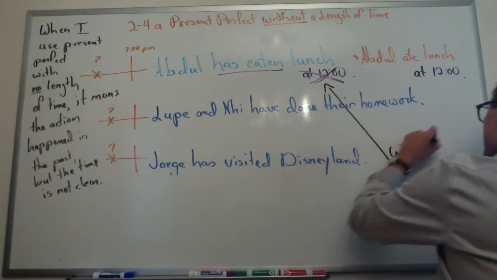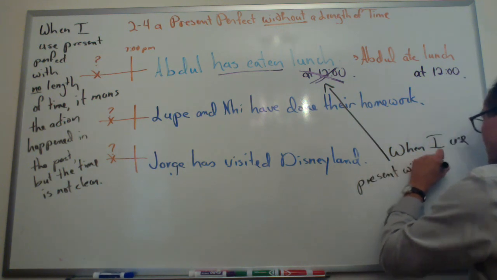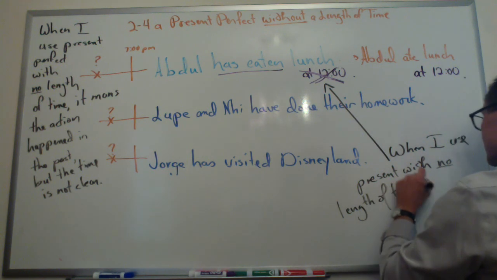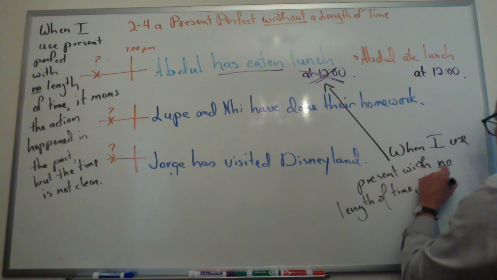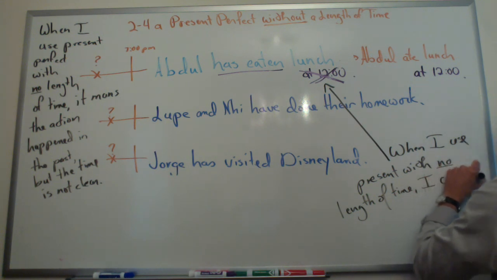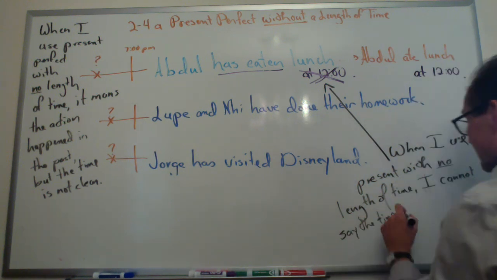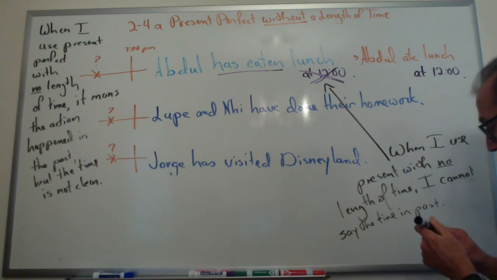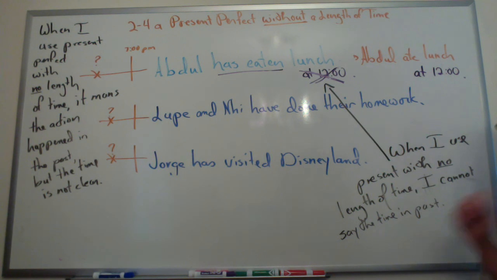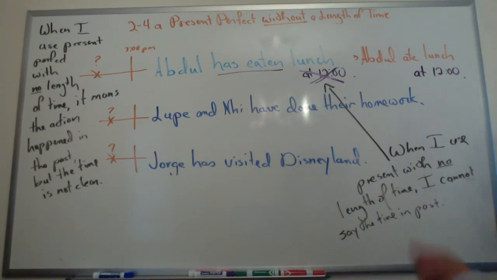So, when I use present perfect with no length of time, I cannot tell the time. I cannot say the time in the past. In other words, I can't say last week. I cannot say at 5 o'clock. I cannot say when he lived in Berkeley. Okay? So if I use present perfect without a length of time, I cannot say the length of time.